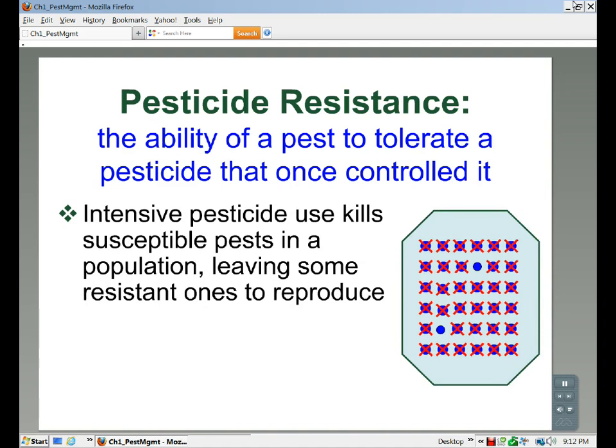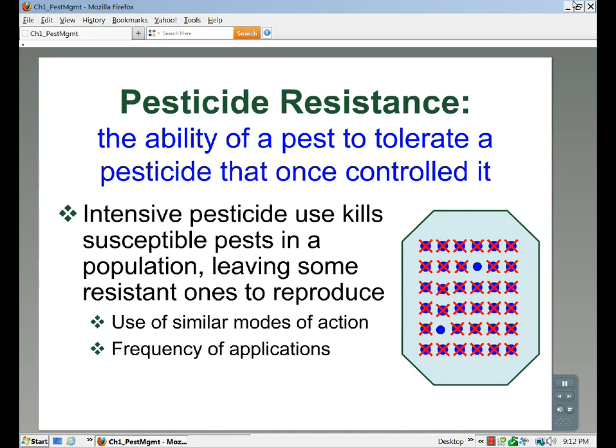That 1 in a million is not obvious to the pest manager the first few years, but after repeated applications and the reproduction of the resistant individuals, a population of resistant pests becomes apparent. The chemical that historically controlled that population is now ineffective. If you use products that have similar modes of action, those resistant individuals will not be controlled. So alternate between chemicals having different modes of action to manage for resistance.